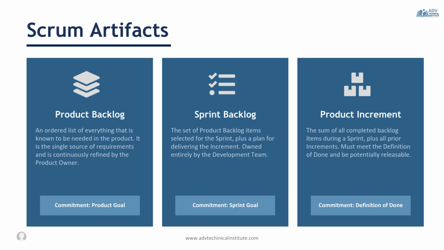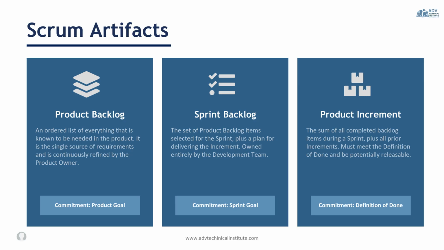The third artifact is the increment. The increment is the sum of all completed product backlog items that meet the team's definition of done. It represents the value of the usable product created during the sprint. Its commitment is the definition of done, which ensures quality and confirms that the work is complete and potentially releasable.